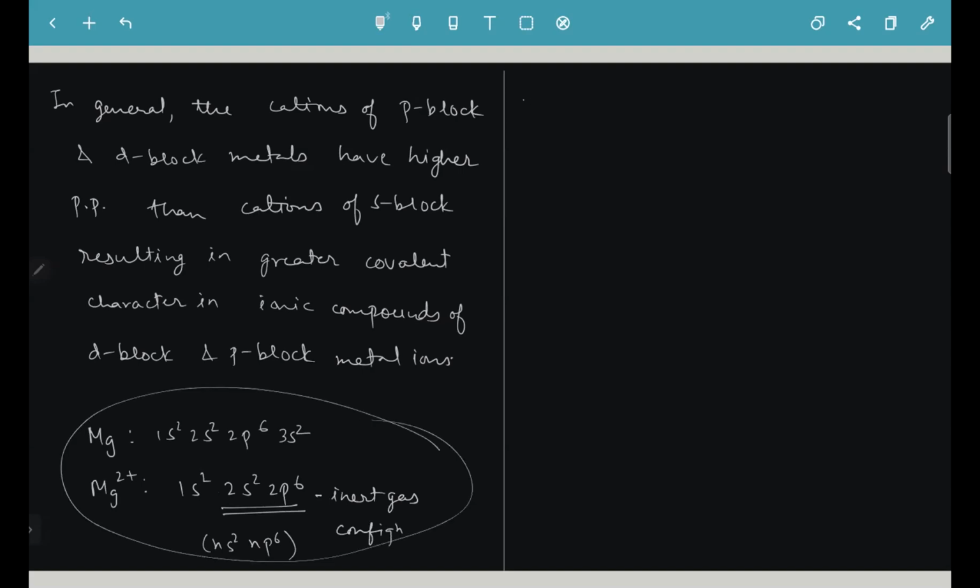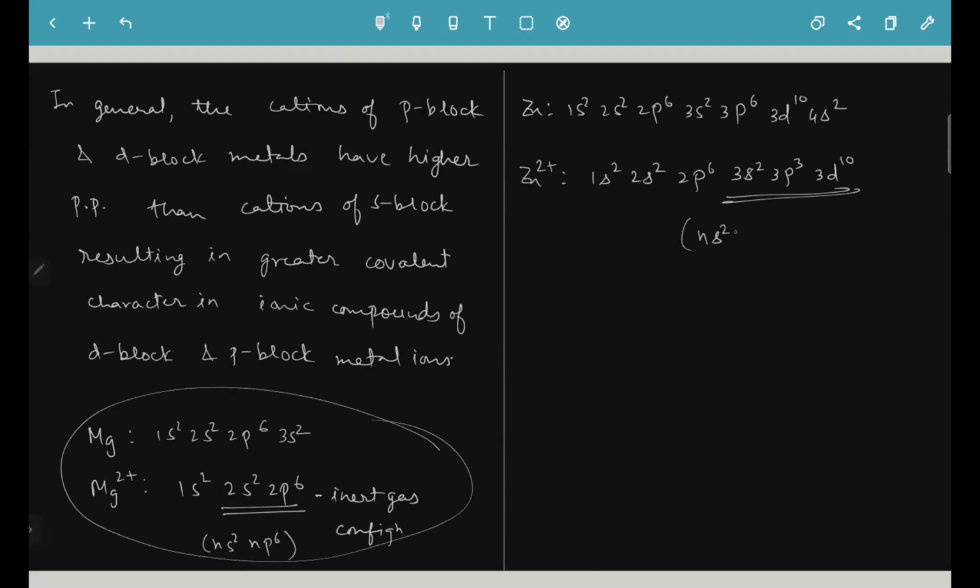Now let us think of zinc. Zinc is 1s2 2s2 2p6 3s2 3p6 4s2 and 3d10. Zinc 2+ will become 1s2 2s2 2p6 3s2 3p6 and 3d10. 4s is 0. This is the outermost shell configuration, effectively ns2 np6 and nd10. This is called the pseudo inert gas configuration. Is it making sense, Virok?